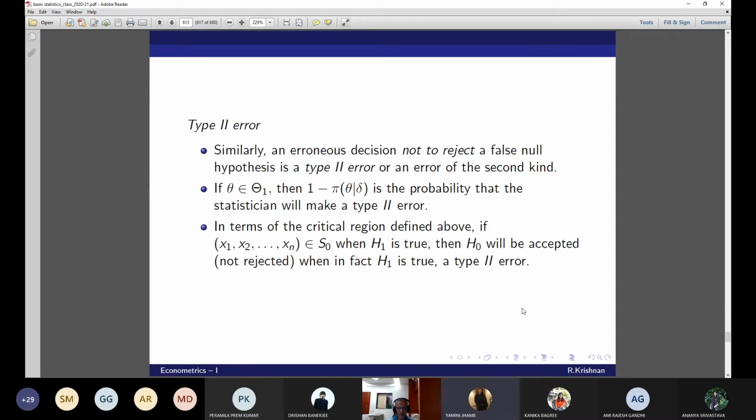Excuse me, sir. In this slide, in the second bullet point, the power function here would be the probability that we are actually rejecting a false null. So not rejecting a false null would be 1 minus that. Is that the logic applied here? Yes. Power function is about rejecting the null. Am I right? Yes, sir. Okay, now you understand. 1 minus it is the probability the statistician will make a type 2 error.